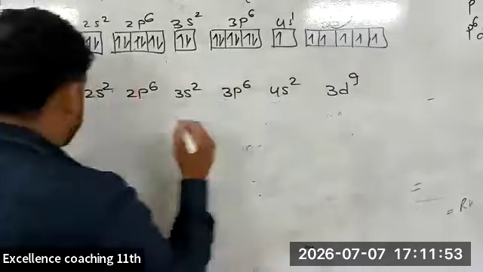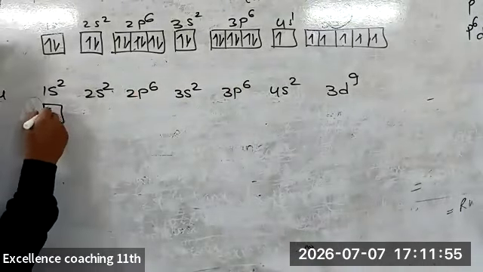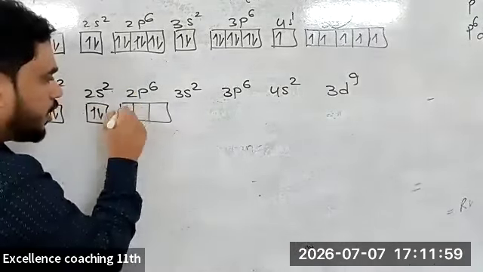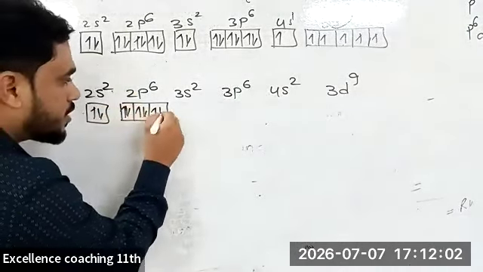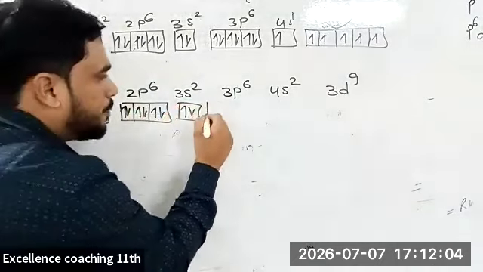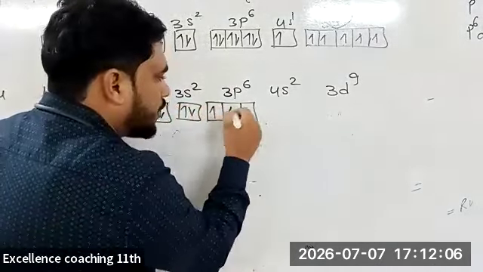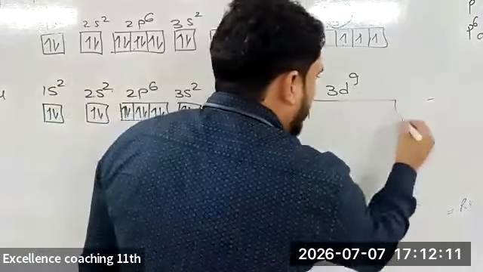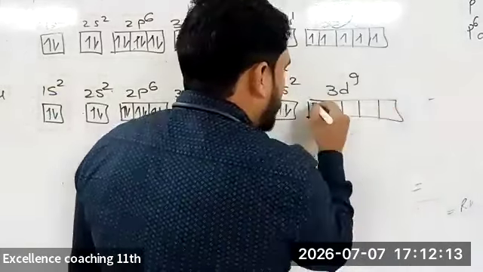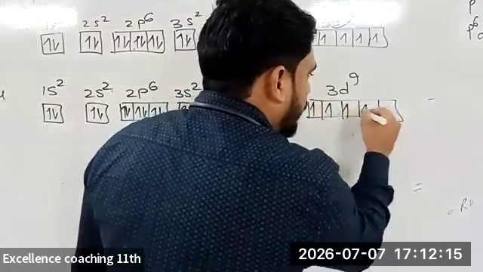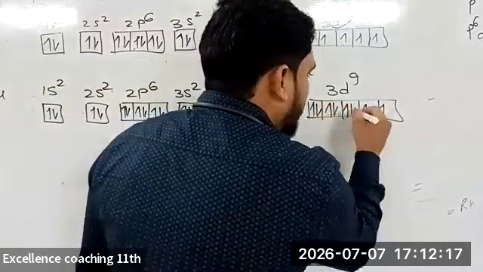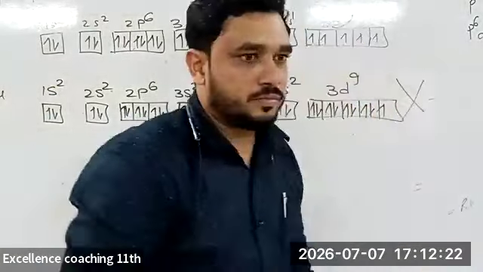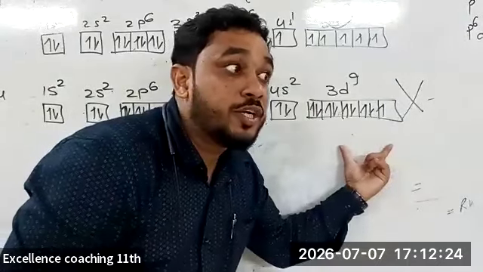But let me show it. One orbital, two electrons. 2p: 1, 2, 3, 1, 2, 3, 4, 5, 6. 3s, two electrons. 3p, three orbitals: 1, 2, 3, 4, 5, 6. 4s, two electrons. And 3d, how many orbitals? 5 orbitals: 1, 2, 3, 4, 5, 6, 7, 8, 9. Correct? But this is wrong. Actually, it should be like this.